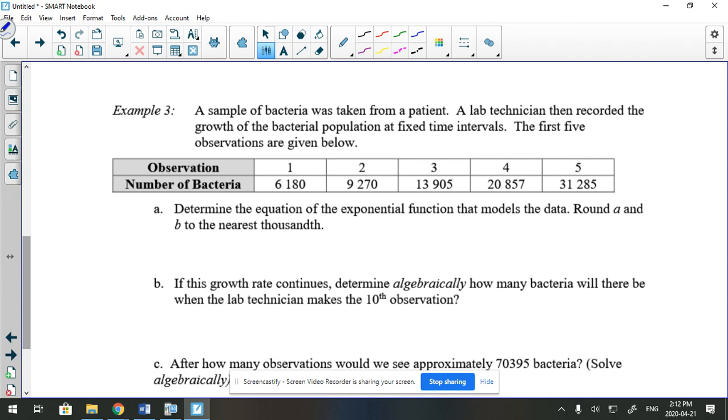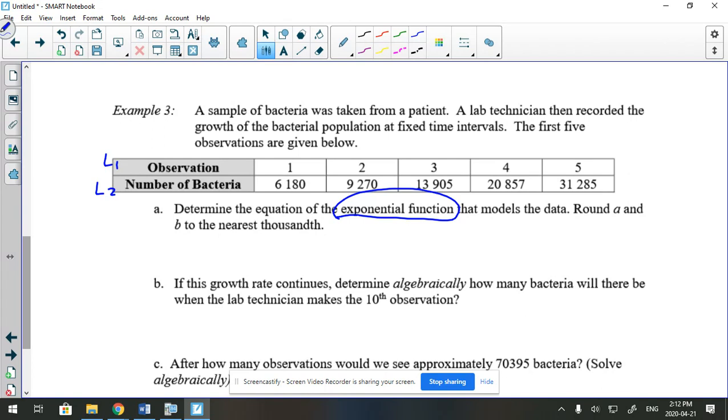Same thing here, it's a sample of bacteria taken from a patient, so it shows after 5 observations how much the bacterial population was. To determine the equation, I don't think I'm going to go through the whole calculator steps again, but you're going to enter this into list 1, this into list 2, and you're going to go down, and in this case, be careful. We're combining exponential and logarithms in this regression worksheet, so make sure you read carefully. This time I'm wanting you to determine the equation of the exponential function. So when you go down your list, you're going to use your EXP regression instead of your LN regression.